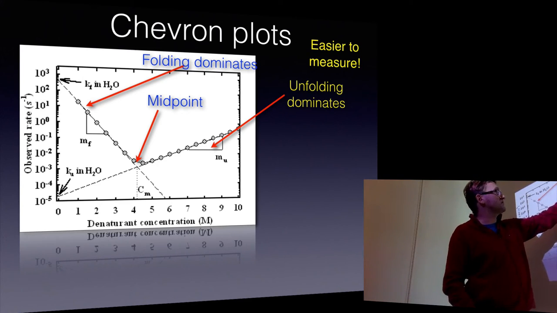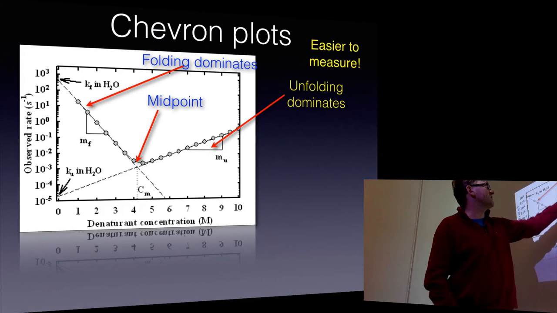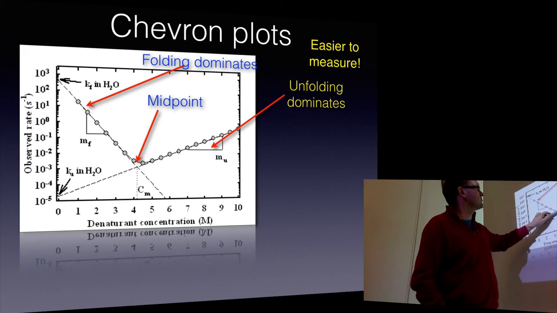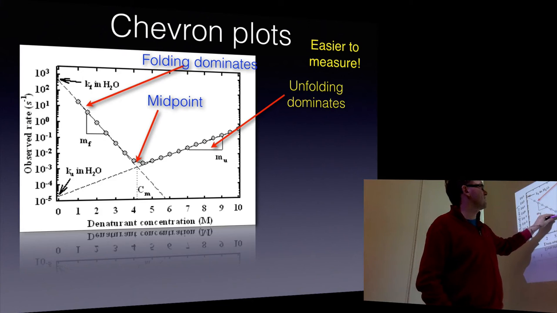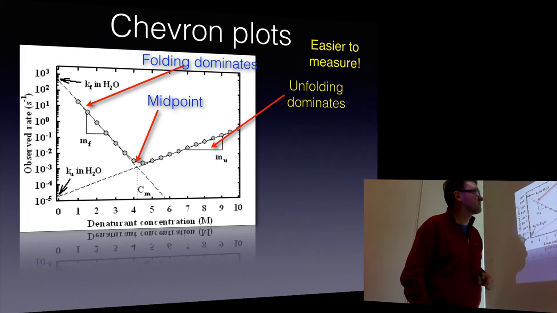When one process is much faster than the other, it's not going to influence it. But right here in the crossover point, you can have some molecules that fold and some molecules that unfold. So the total aggregated rate here is going to be slightly higher. Here you really see that it's the sum of the two constants.